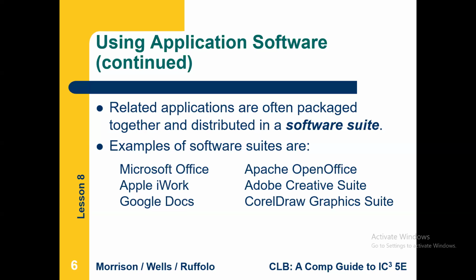Then we have the Google document, which is now becoming very popular. People who work on the go, because you are moving from one place to another, you don't want to be carrying your PCs along. All that you need is to have access to internet, and then you'll be able to access this Google document. So it's also an example of a software suite because it has a lot.